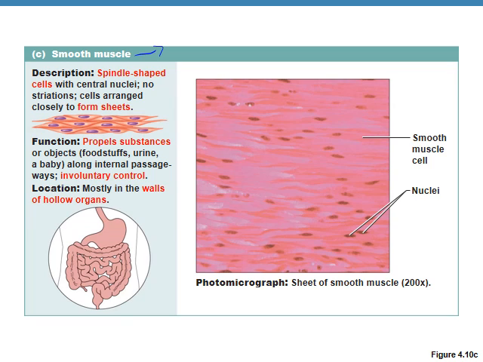Third type is smooth muscle. And smooth muscle forms these sheets, and they have spindle-shaped cells. They kind of look like squamous cells, right? The difference is smooth muscle is going to have a wringing motion. Some people think of it like wringing water out of a towel.